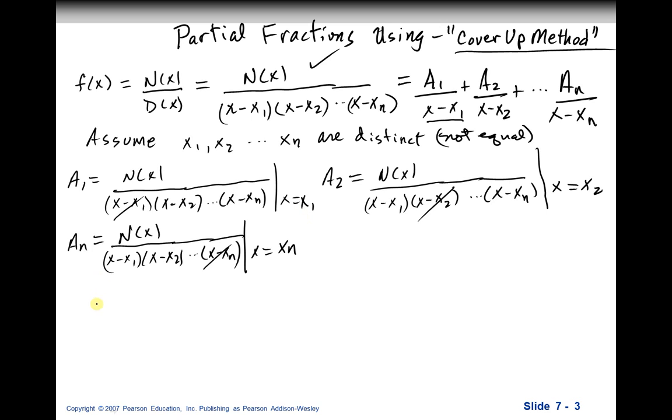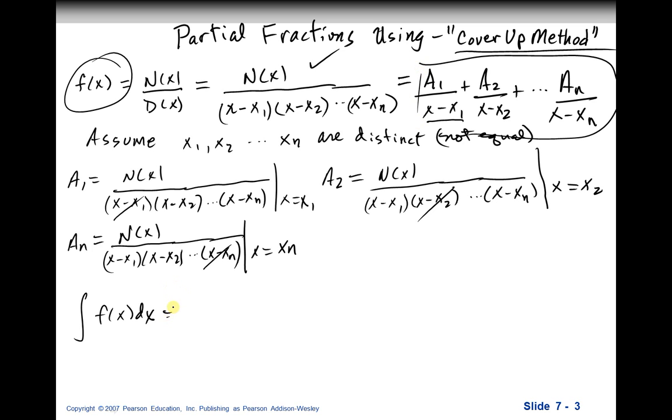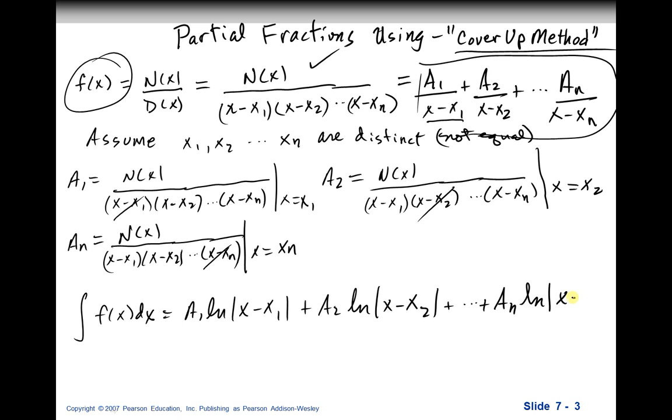And then you can show that the integral of f of x dx, which can be broken up into your partial fractions, can be written as a1 ln of the absolute value of x minus x1 plus a2 ln of the absolute value of x minus x2 all the way down to a sub n ln of the absolute value of x minus x sub n. And there you have the entire thing integrated.